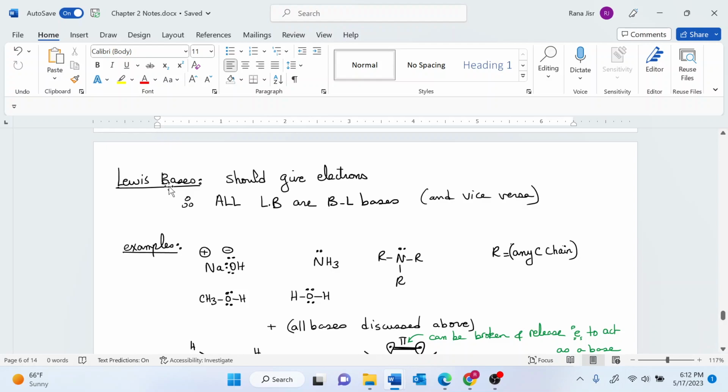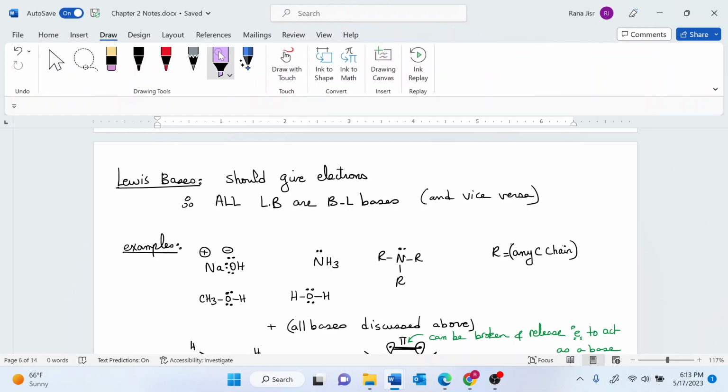Lewis bases follow the same definition as Bronsted and Lowry bases. They should have electrons. This is why we say that all Lewis bases are Bronsted and Lowry bases. So these are the examples of the bases that we talked about, and all of these are bases from the nucleophilic site. So this is the nucleophilic site. So this is the base, and this is where the reaction starts.